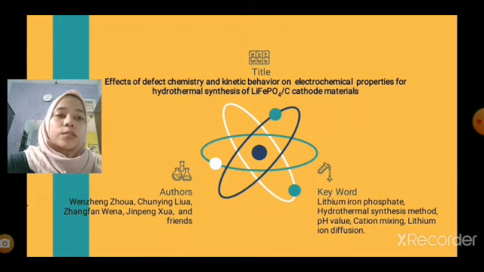Next, keyword. Keyword has a purpose to ensure the article is correctly identified in abstracting and indexing services. The keywords of the article are lithium iron phosphate, hydrothermal synthesis method, HA value, cation mixing, and lithium ion diffusion.